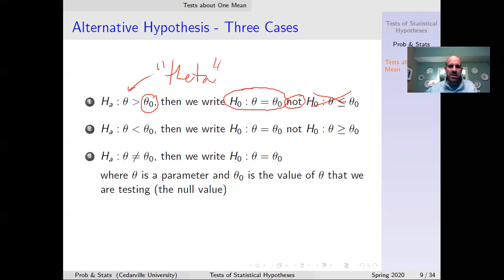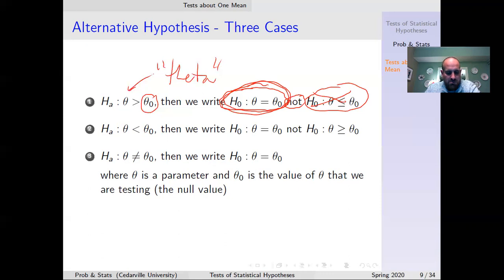Okay, but we always put equality in the null, the way that we're going to be doing this, and the way that it tends to show up in literature. But it technically wouldn't be incorrect to do this one also. But this is the one that we're gravitating toward here. The second one is, the alternative is theta is less than some specific value. Then again, the null is still theta equals theta 0.